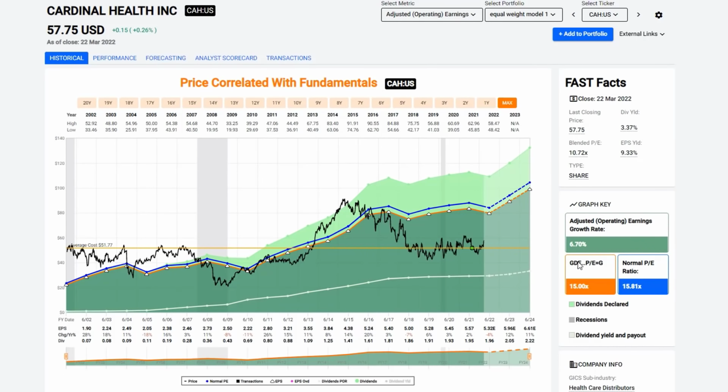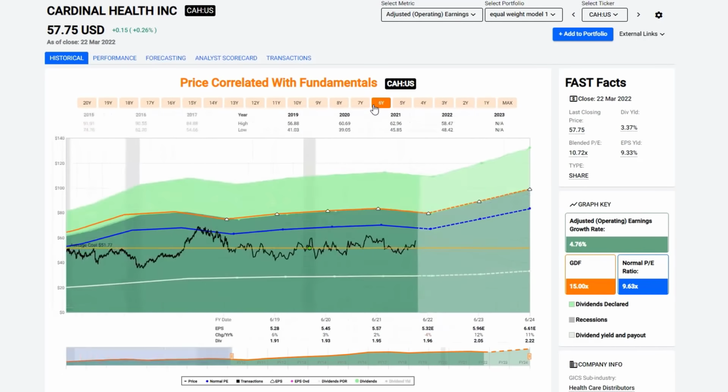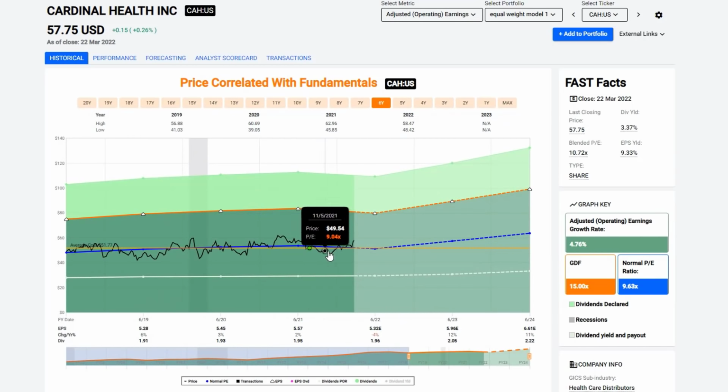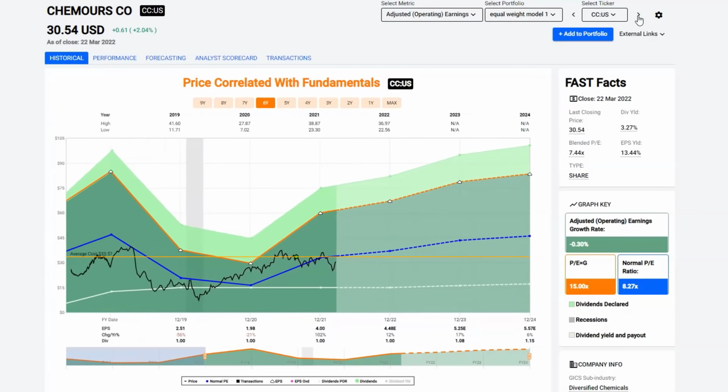Cardinal Health, a 3% payer, you can see once again how it's performed since that time frame. It was trading at a normal valuation for the last several years. It's now gone up a slight amount. It's still undervalued even today, as most of these stocks continue to be. So Cardinal Health looked good.